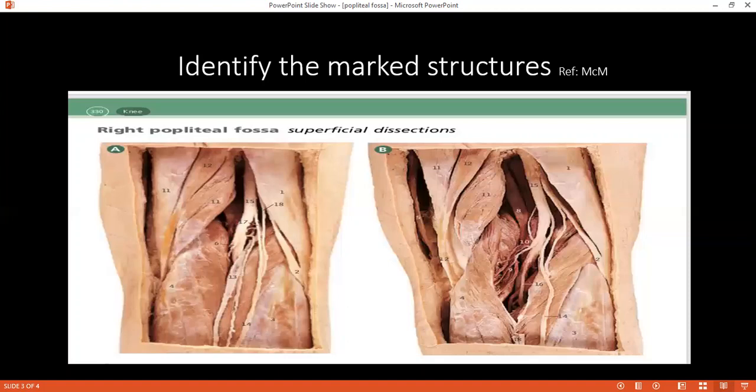In the anterior compartment, we have tibialis anterior, extensor digitorum longus, extensor hallucis longus, and peroneus tertius. In the posterior compartment, superficial part, we have gastrocnemius, plantaris, and soleus. In the deep part, posteriorly, we have tibialis posterior, flexor digitorum longus, flexor hallucis longus, and popliteus. And in the lateral compartment, we have peroneus longus and peroneus brevis.